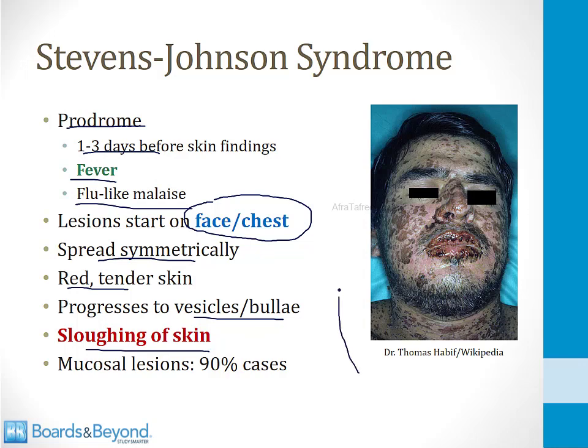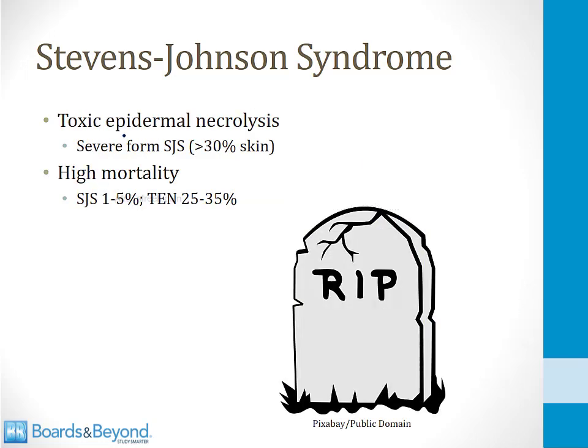Shown on the screen is a picture of a man with Stevens-Johnson syndrome, and you can see all these patches on his face where the epidermis has fallen off. And like I said before, the mucous membranes, like those in the mouth or the genital tract, are involved in 90% of cases. When Stevens-Johnson syndrome affects more than 30% of the skin, it's called toxic epidermal necrolysis.